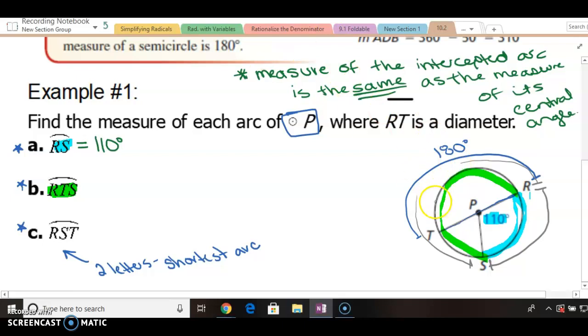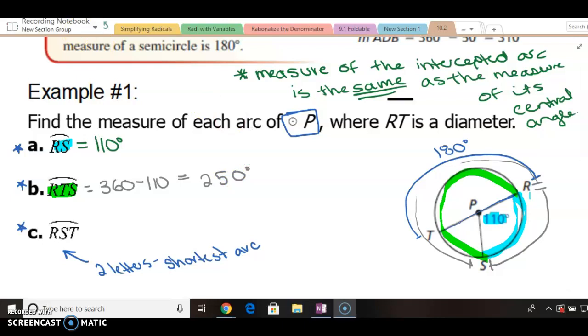Now if you look, this is basically the entire circle without this arc in blue. So we could find that just by doing 360 minus 110, and that would give us 250 degrees.